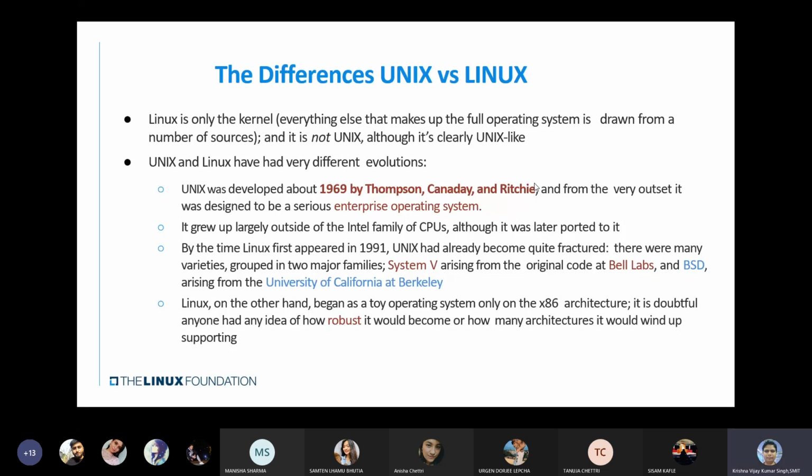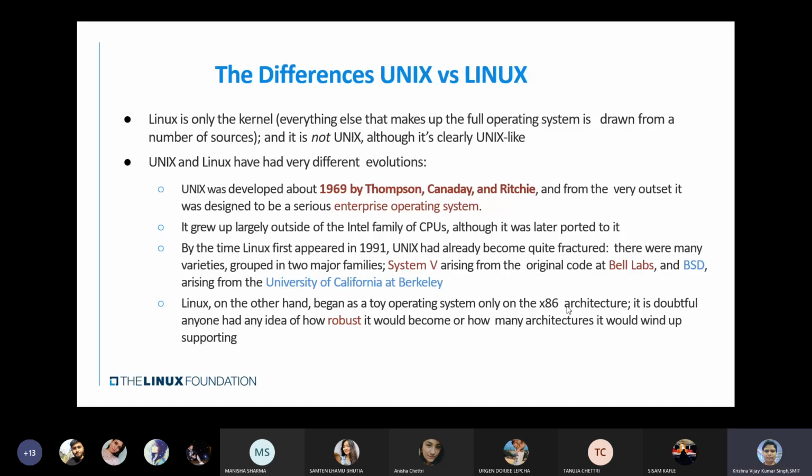But if you look at the Unix operating system, it's not like that. Unix is a full operating system, though Unix is also fractured into different flavors. Unix also has different flavors, which I'll discuss. So this is written here, I'll just read it. By the time Linux first appeared in 1991, Unix had already become quite fractured. Quite fractured means there are different flavors of Unix available in the market. What has happened is that different enterprises have customized the Unix operating system as per their own needs.